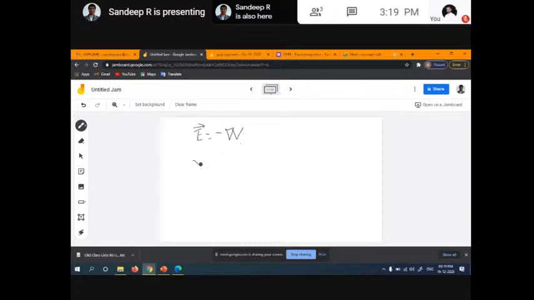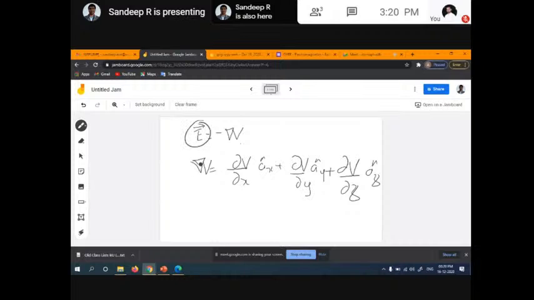So let me write this. Del is just the del operator: dou by dou x into unit vector ax, plus dou by dou y into unit vector ay, plus dou by dou z into unit vector az. If I determine the gradient of V, then it is dou V by dou x, dou V by dou y, dou V by dou z into unit vectors ax, ay, az respectively. So minus of this, and from this we can determine E. Once I know E, I know that D is nothing but epsilon naught into E. So I can determine D. That's how we can do it.